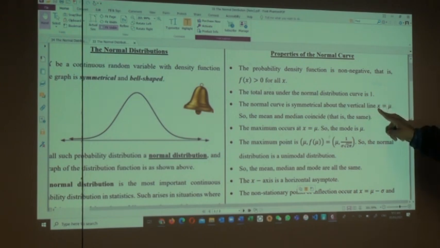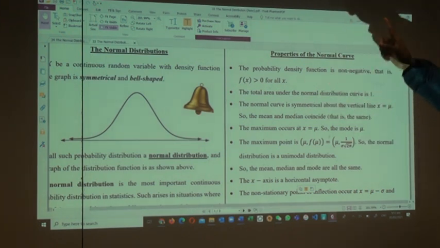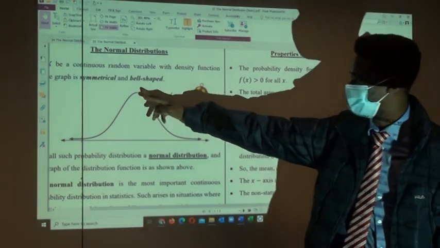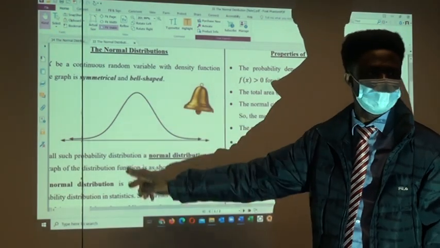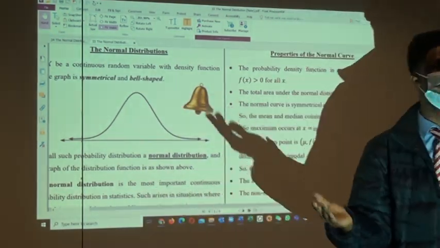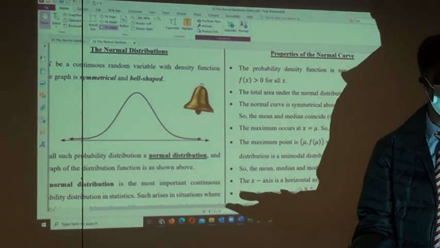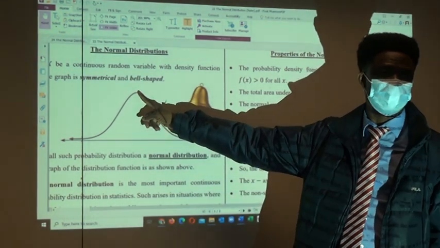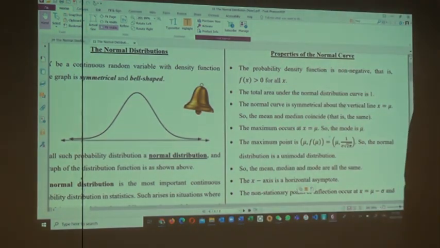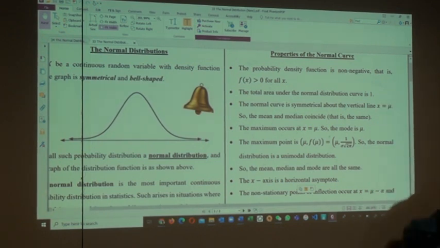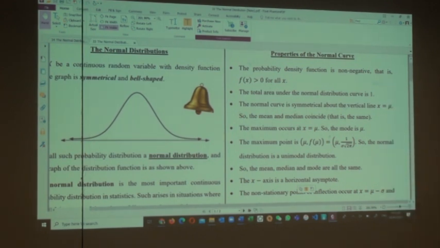The curve is symmetrical about the vertical line. We just realized that also. At the maximum point, x is mu. Since it's a symmetrical shape and the maximum point is x equal to mu, then the line of symmetry, or the axis of symmetry, is x equal to mu, which is the mean, the median, and also the mode. Understand? The mean will be calculated using expectation later. But you realize you get mu as expected.